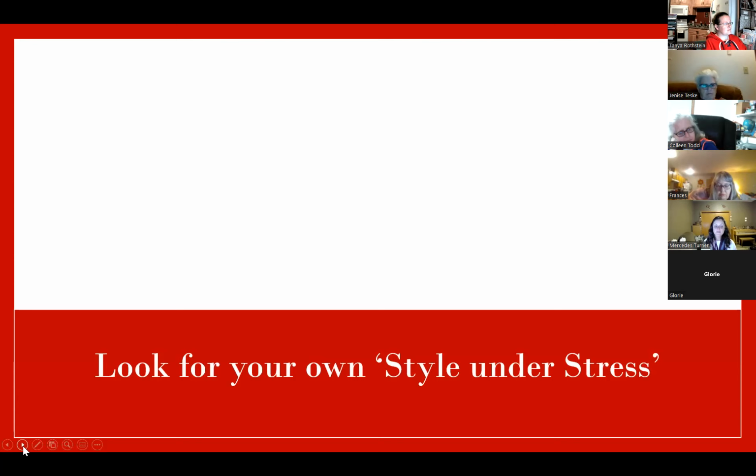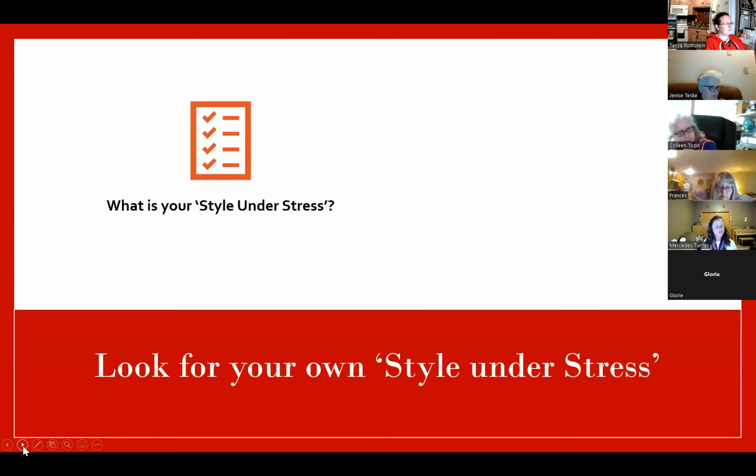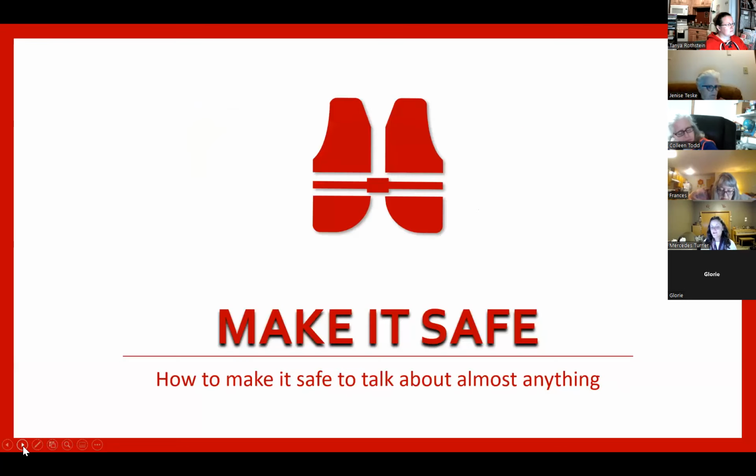And then it's a way for you to recognize what your style is under stress. You don't have to answer this out loud, but think about for yourself, your beautiful 9-year-old self. How did you react if you were not getting your way? Did you go silent or did you go to violence? And how you got past this and how we help others to get past this is we create a safe environment to make it safe to talk about almost anything.